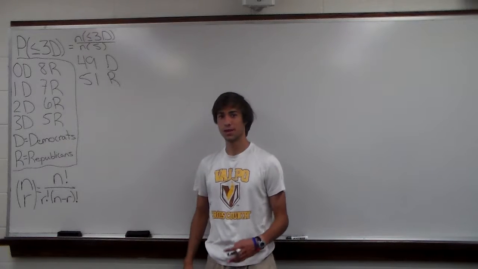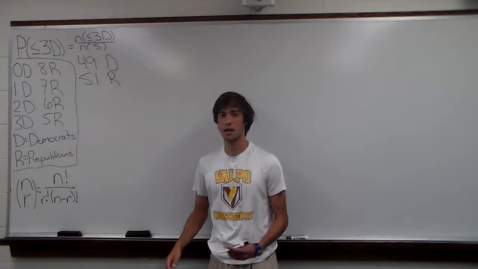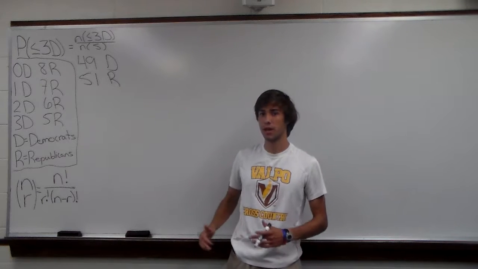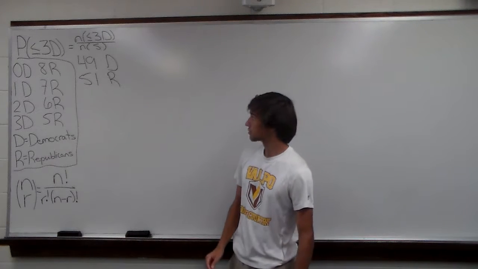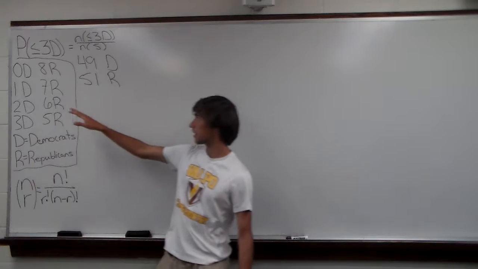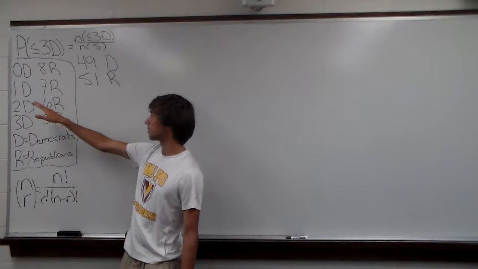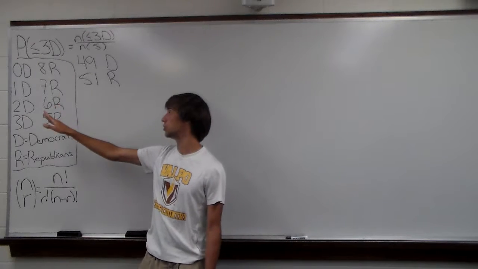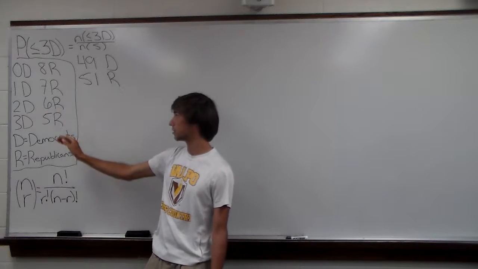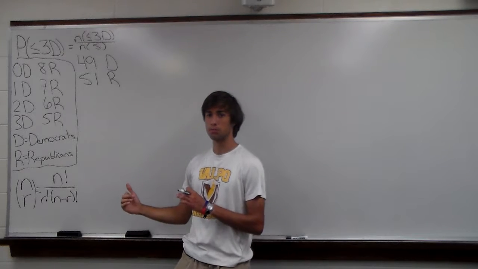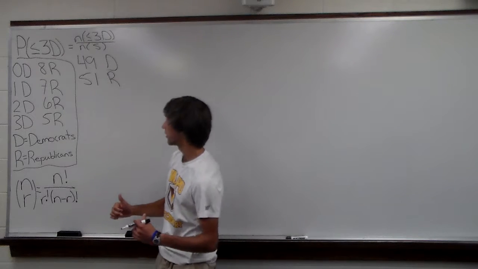So in this problem, we're trying to find the number of ways to choose at most 3 Democrats out of a committee of 8 people where we have 100 total people. And so what we're going to do is find the number of ways to choose 0 Democrats and 8 Republicans, 1 Democrat and 7 Republicans, 2 Democrats and 6 Republicans, 3 Democrats and 5 Republicans, because that's all the ways we can choose 8 total people with at most 3 Democrats.